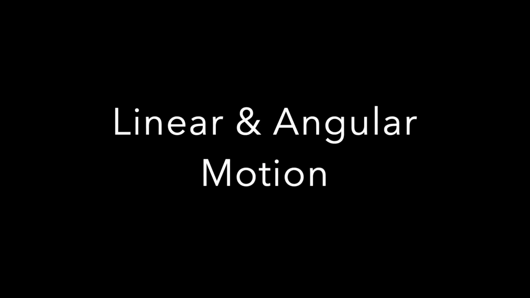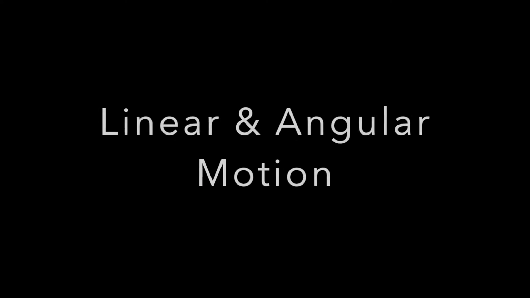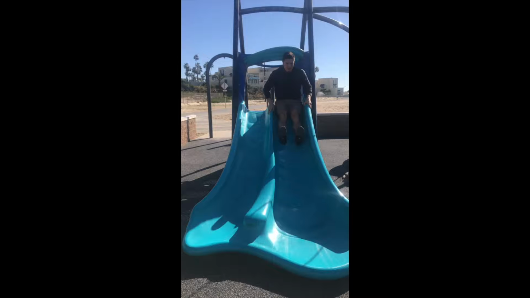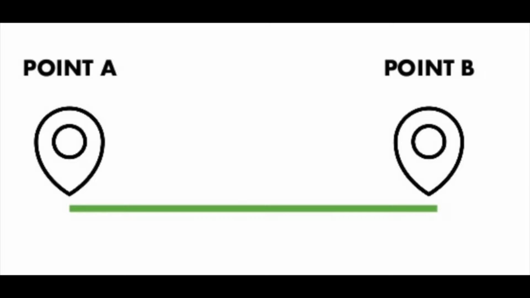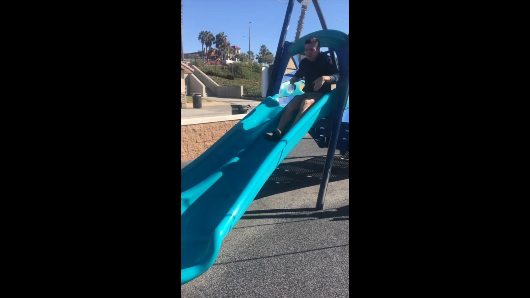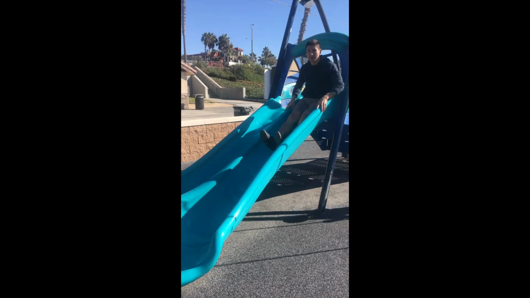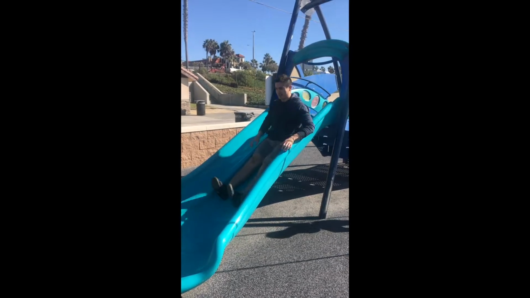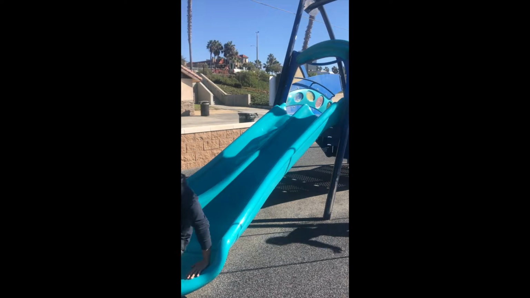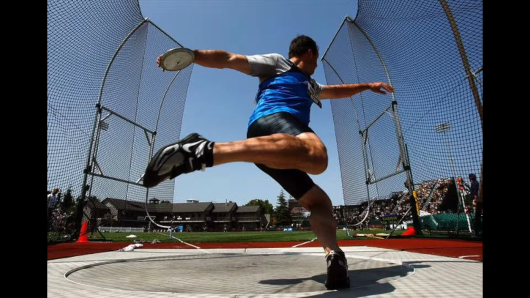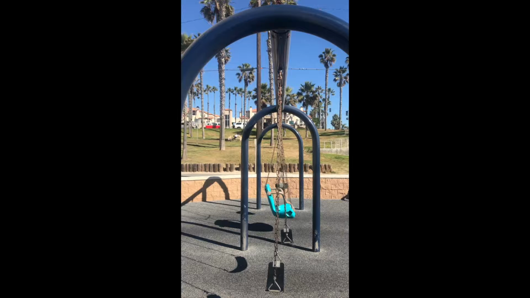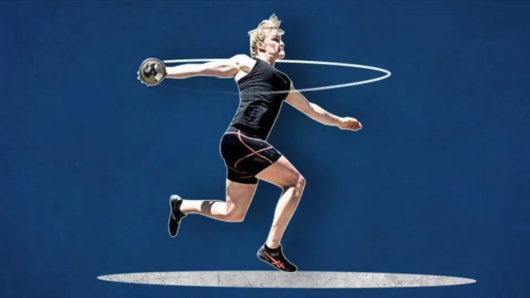Let's talk about linear and angular motion. Sliding down a slide is an example of linear motion. Linear motion is when a body moves from one point to another in a straight line. Sliding down a slide starts at the top of the slide and then ends at the bottom of the slide in a linear path. But what about angular motion? Swings are a great example of angular motion. Angular motion is the motion of a body that rotates about a fixed point.